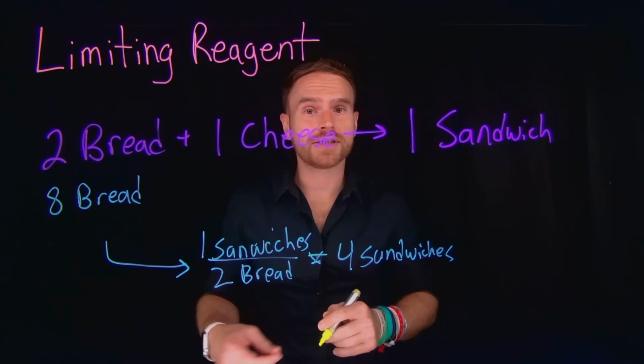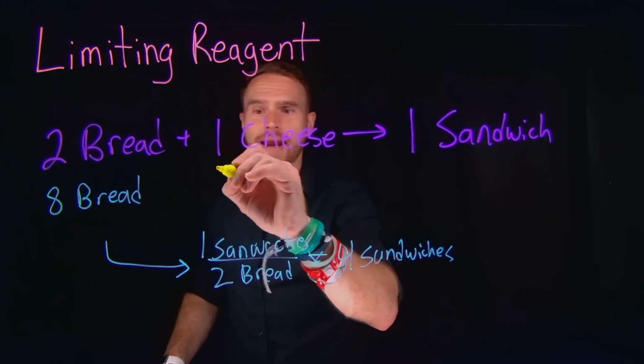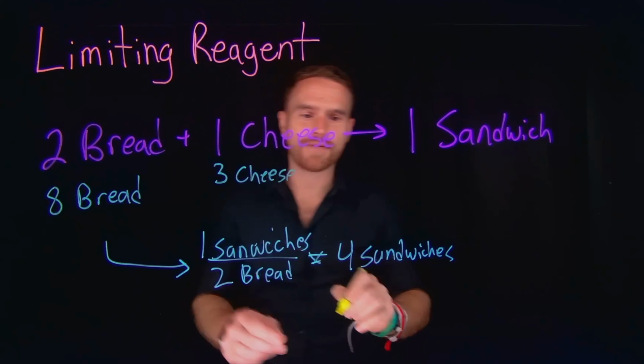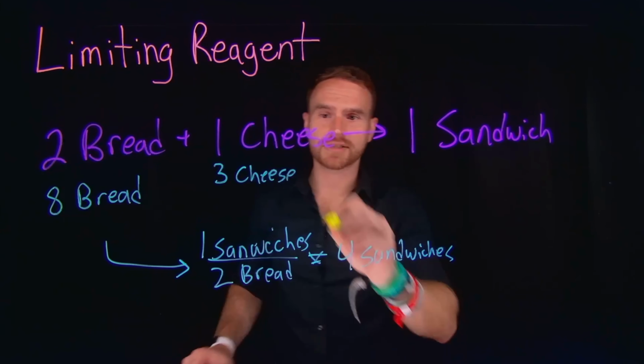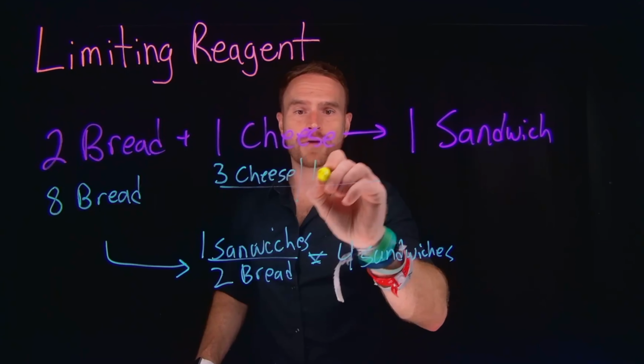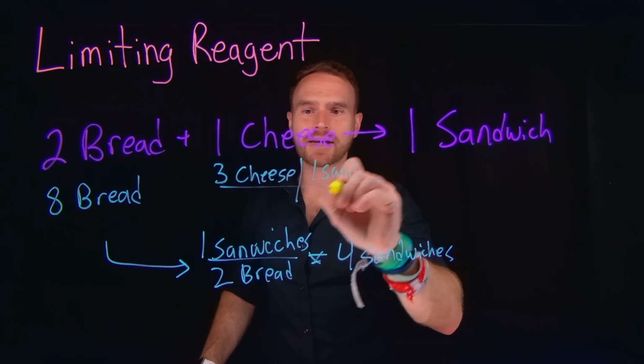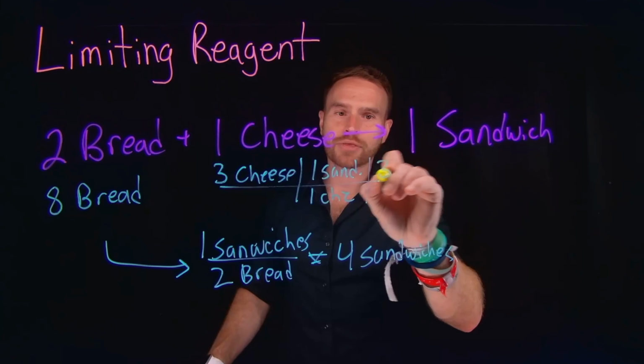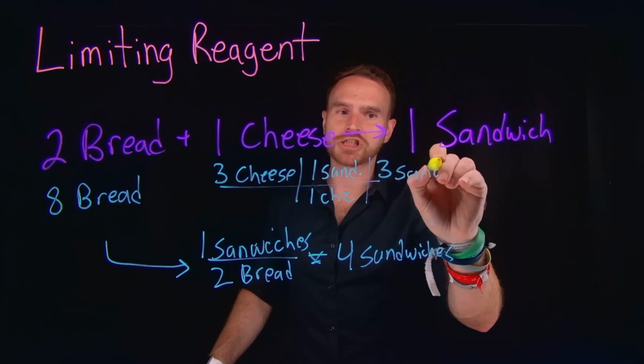However, if I go into my refrigerator and I see that I have 3 pieces of cheese, then that means that I'm not going to be able to actually make those 4 sandwiches. Because remember, for every 1 sandwich, I need to combine 1 piece of cheese. So therefore, I could only make 3 sandwiches based on how much cheese that I have.